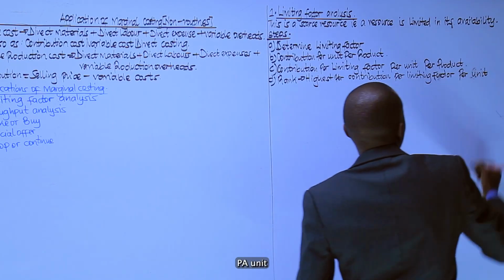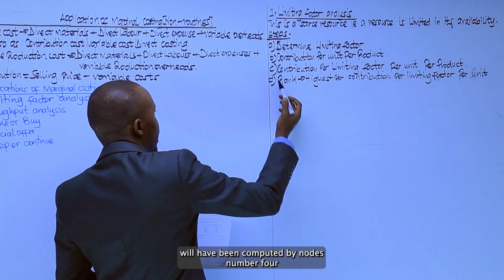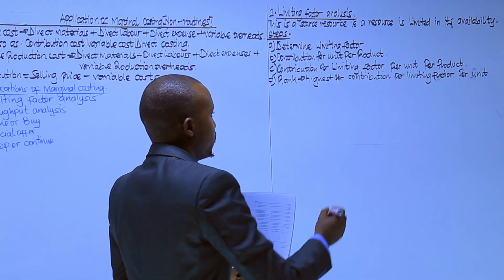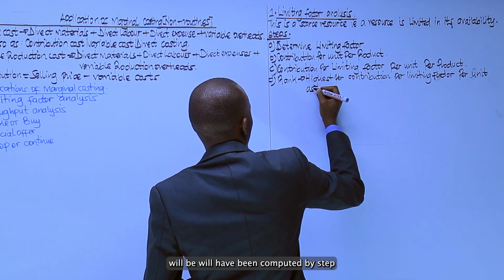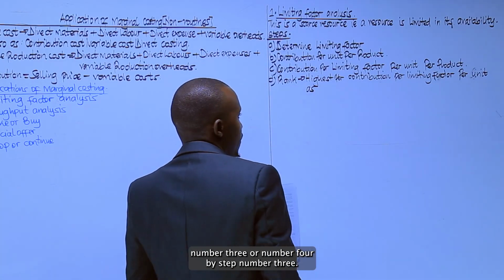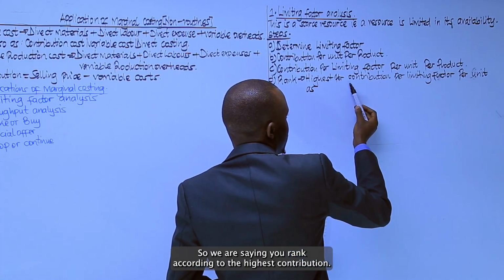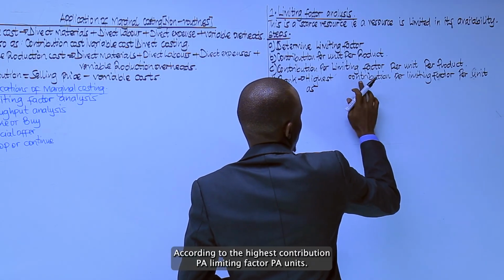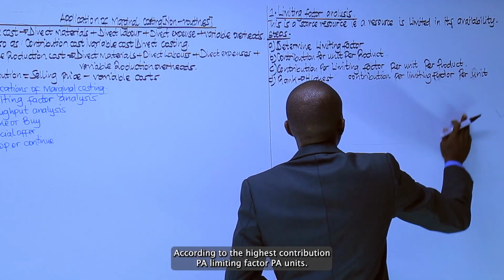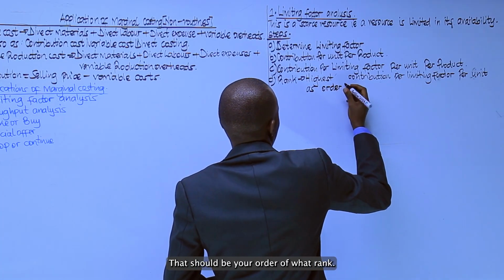Per unit will have been computed by step number 3, not number 4, by step number 3. So we are saying you rank according to the highest contribution per limiting factor per unit. That should be your order of rank.